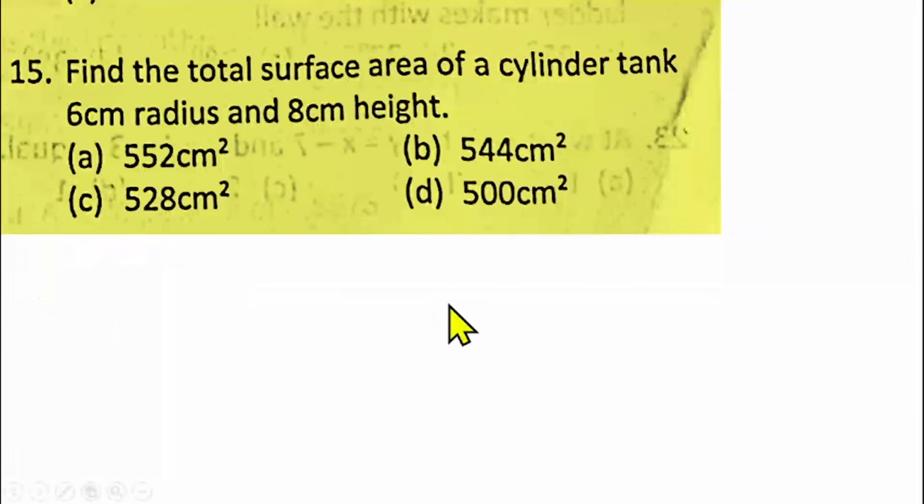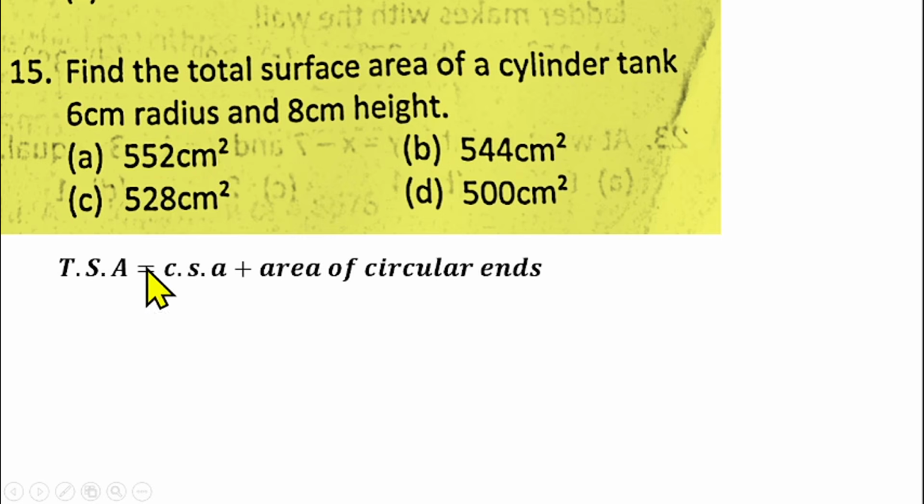Question number 15 is also from the mensuration of solid shapes. We have to find the total surface area of a cylindrical tank, 6 centimeter radius and 8 centimeter height. In this case, the total surface area of a cylinder is the curved surface area plus the area of the circular ends. Of course, we don't know whether it is a cylinder with closed ends or open end, but since they didn't mention any, that means you have to take a cylinder with closed ends.